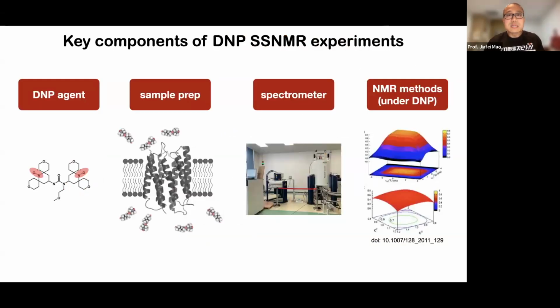The key components, as just mentioned, for these experiments are DNP agents, sample preparation, and spectrometer, but also please think about this is called DNP solid-state NMR spectroscopy. So at the end, we are doing solid-state NMR experiments. So it's really important to think about which NMR experiments you want to set up under DNP condition. I will touch on it in an example later.